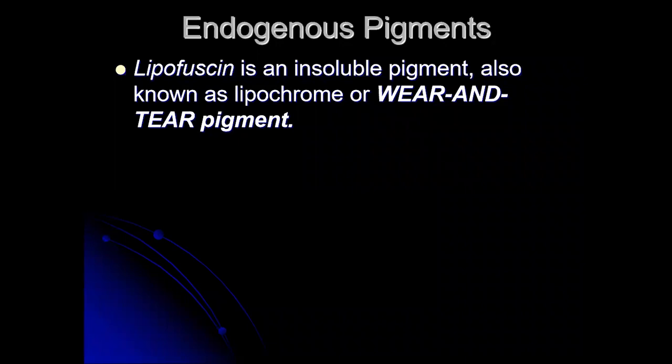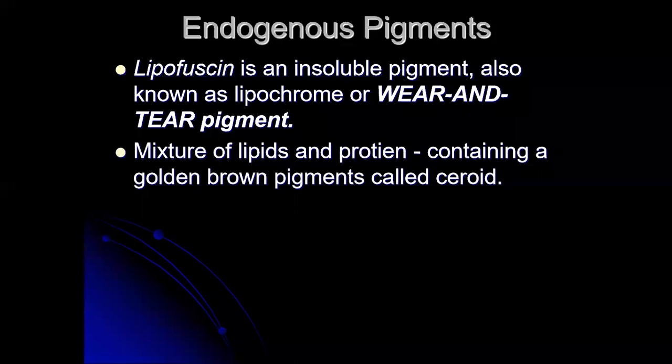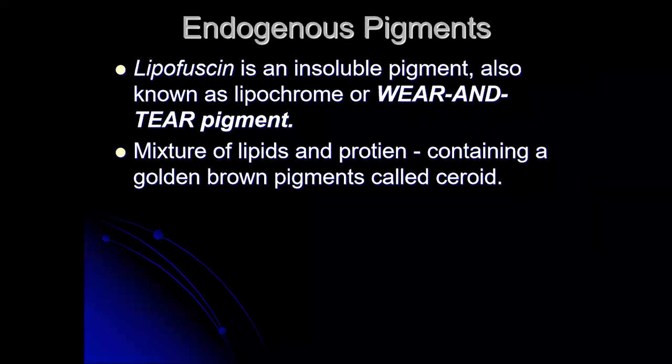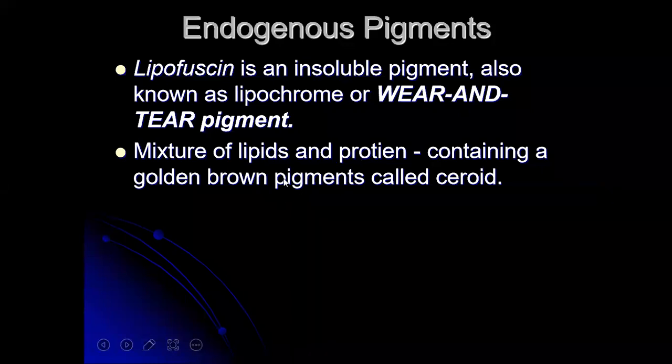Lipofuscin, also referred to as lipochrome, is a wear and tear pigment. It comes because of wear and tear of cells or tissues as they age. This lipofuscin, as you can see, is a mixture of lipo, which is lipid, and fucin, which is a protein. They are golden brown in color, and sometimes it is referred to as steroid.